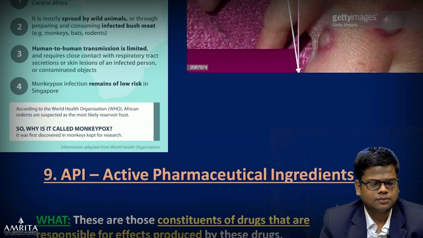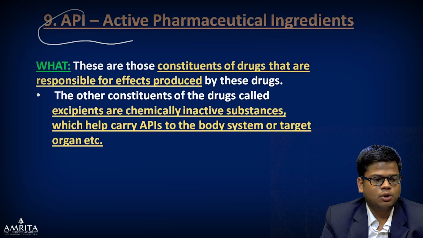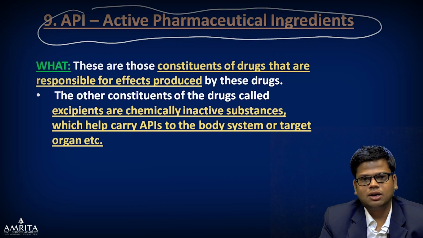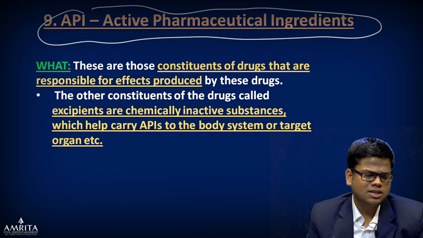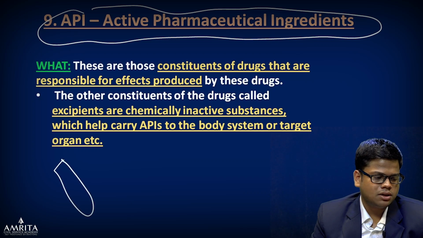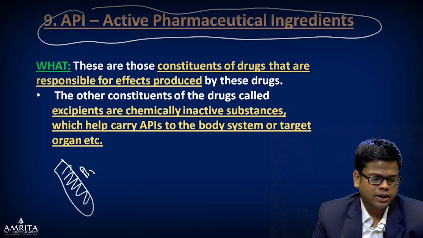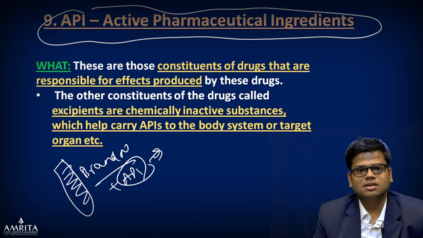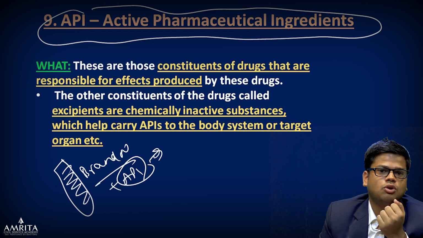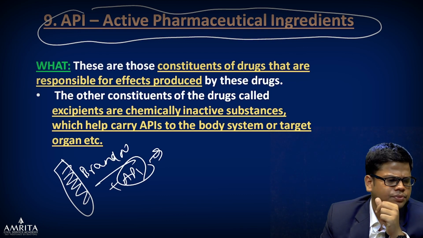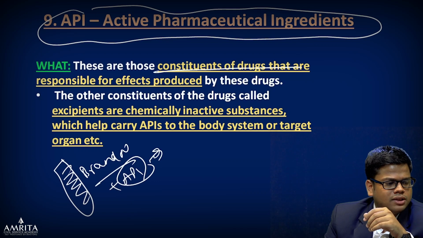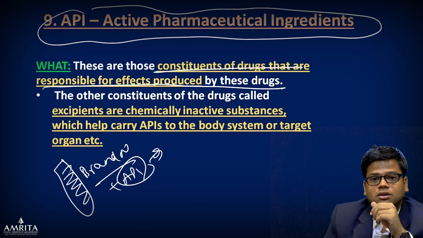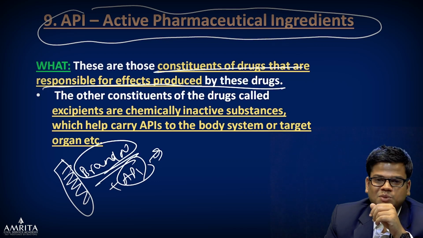Okay. Next is API, very important, active pharmaceutical ingredient. Now I'll tell you what API is. Basically, if you buy a medicine, that medicine has a brand name, right? A brand name and basically one API. API is the thing which acts as the base material or the foundation of it. They are the constituents of the drug that are responsible for the effect produced by the drug. The brand name is not producing any effect, right?